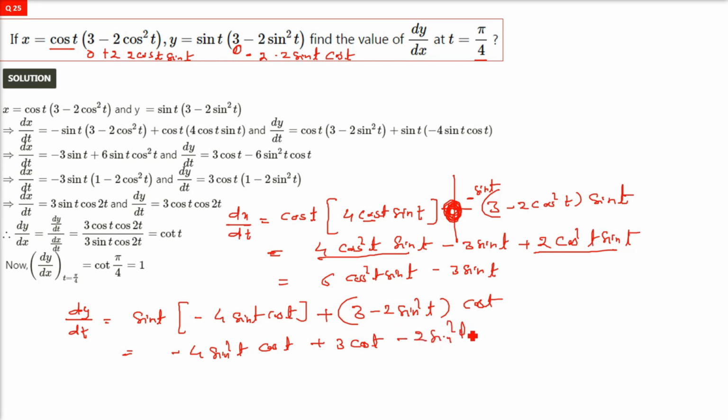Now what do you see? Something is forming. 3 cos t I am taking outside, and minus 4 sin squared t cos t and minus 2 sin squared t cos t is minus 6 sin squared t cos t. Okay?